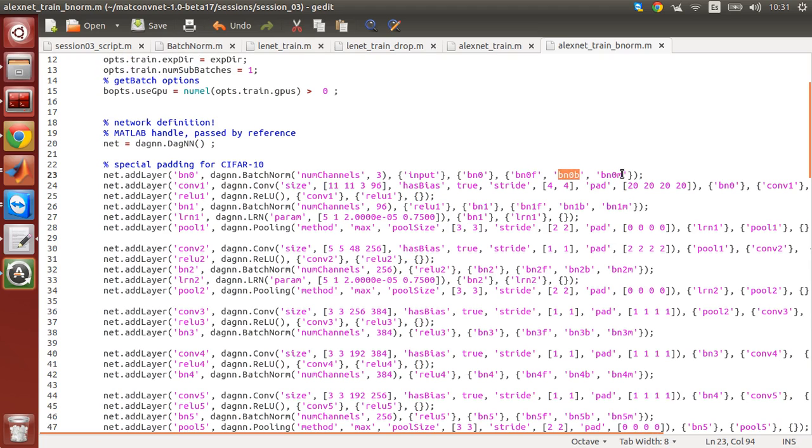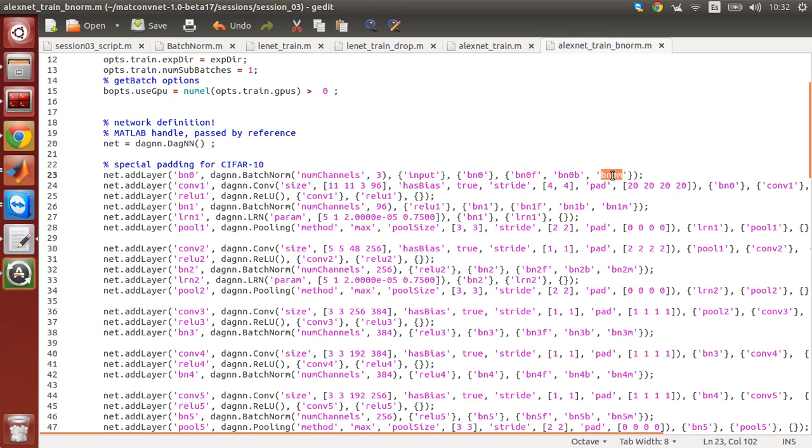So we have the scaling factors, 1 per channel, so in this case 3. The shift or the biases, again 1 per channel, and then we have the momentums.